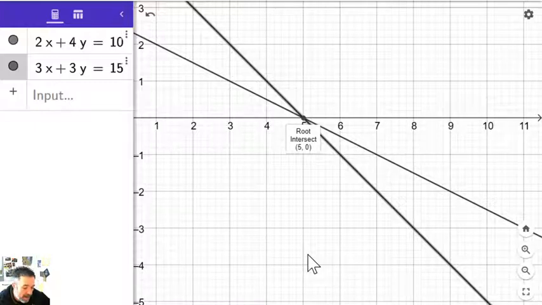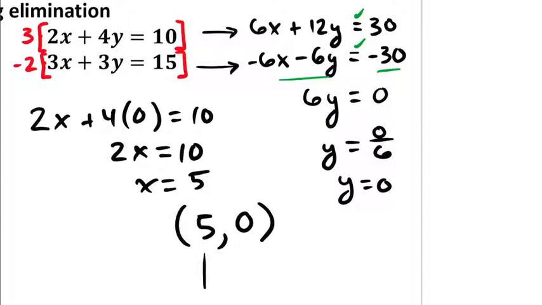They intersect when x is 5 and y is 0, and you can see that's exactly what we got. I just said that backwards twice. We got x is 5 and y is 0. X is 5, that's the first part of an ordered pair. X is 5 and y is 0.